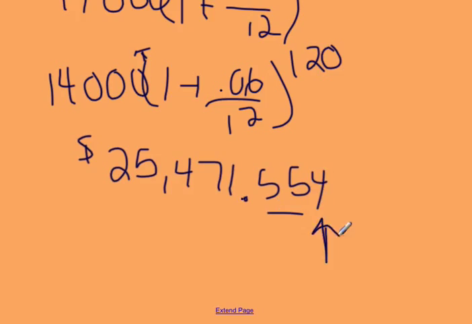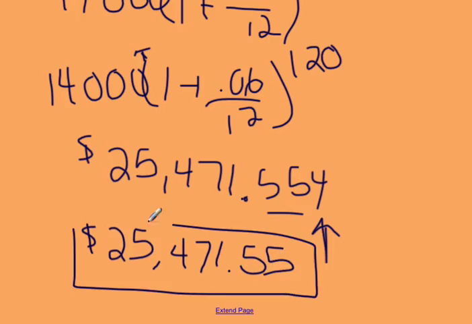So you always have to look at that third decimal point. If it's 5 or above, round up. 4 or below, you can keep it the same. So then our final answer is going to be 25,471.55. So that's how much money you would make after 10 years if you decided to invest your $14,000 in that manner. Now let's take a look at another one.